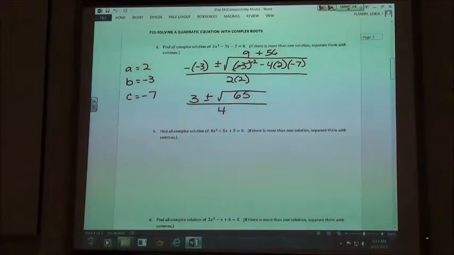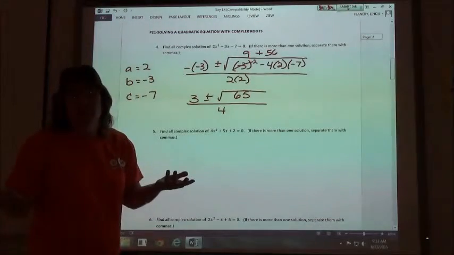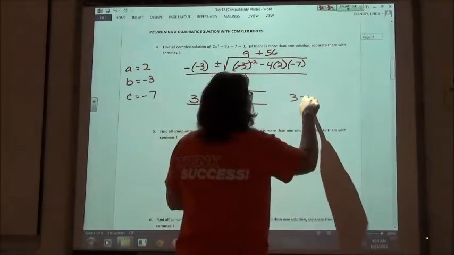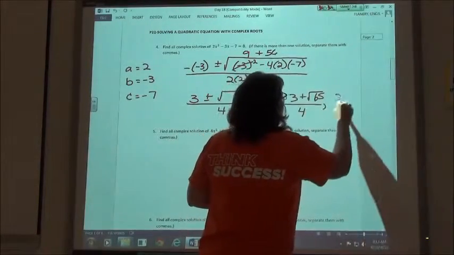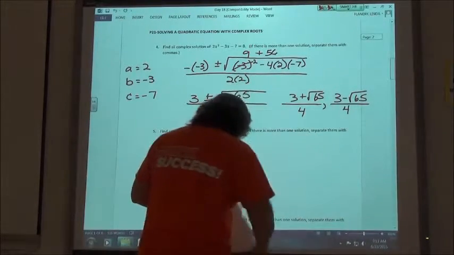We didn't even get an imaginary number, which will happen even though it says complex solutions, because complex numbers could mean you have 0 i's. And so again, we'd have 3 plus the square root of 65 over 4, and 3 minus the square root of 65 over 4.